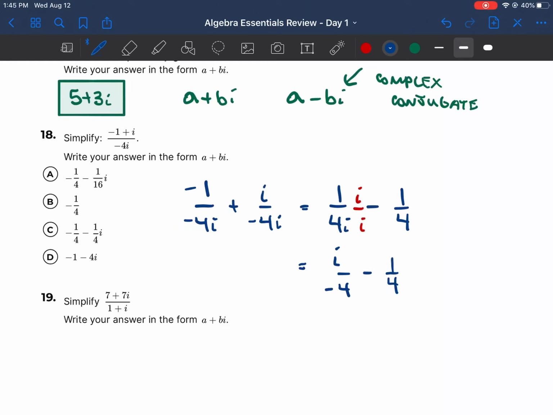So now we have removed the i from the denominator, but we still need to write this in the correct form a plus bi. So the negative 1/4, the real portion, would go first, and the negative 1/4 i would go second, and that would be answer choice C.